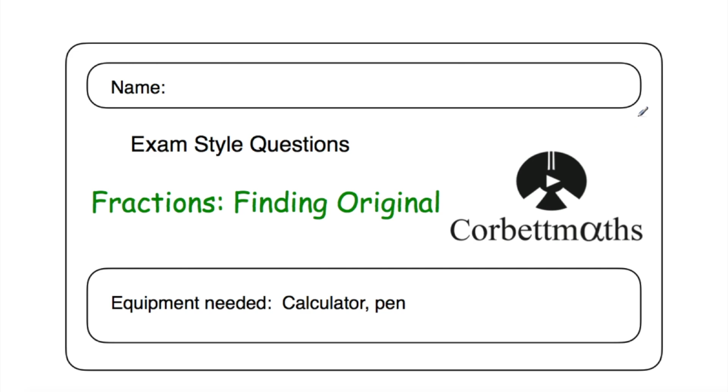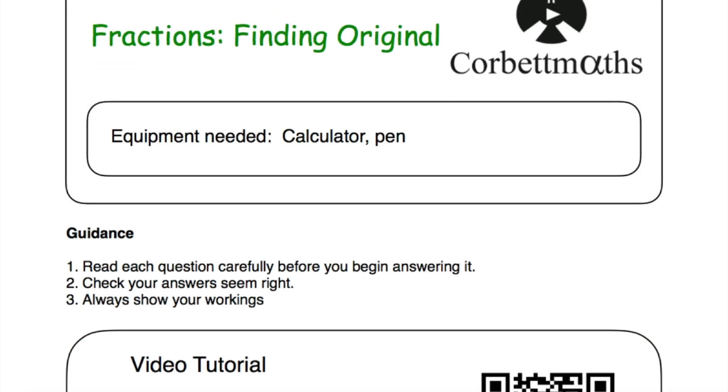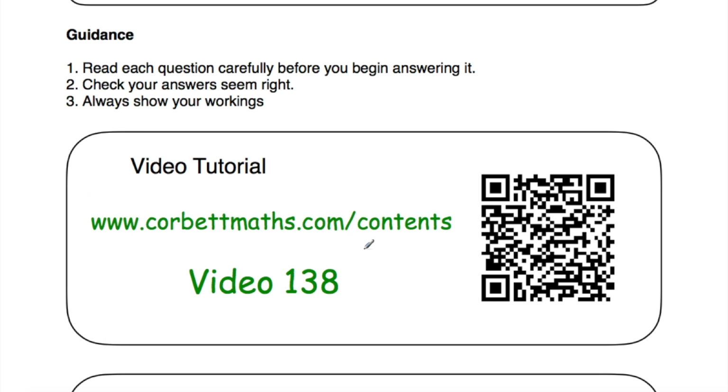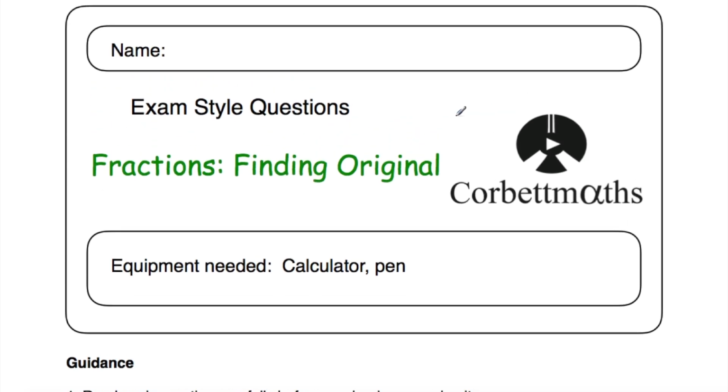So these have been the video solutions to the practice questions on fractions, and in particular finding the original amount if you know a fraction of an amount. If you need any extra help on this topic, go to the videos and worksheets section and scroll down to video number 138. Alternatively, scan this QR code. But in this video, we focused on the video solutions to the practice questions.